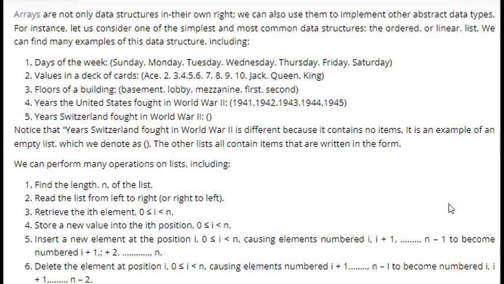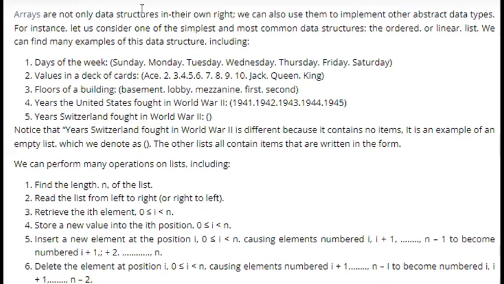Hi everyone. Today we are going to discuss polynomial ADTs, or polynomial abstract data types. We already discussed abstract data types, so today we are going to discuss polynomial abstract data types.